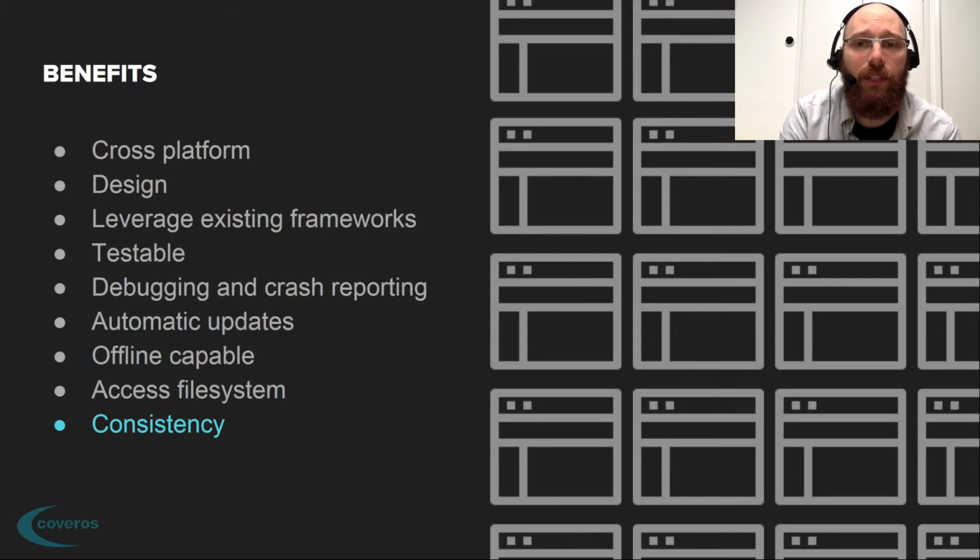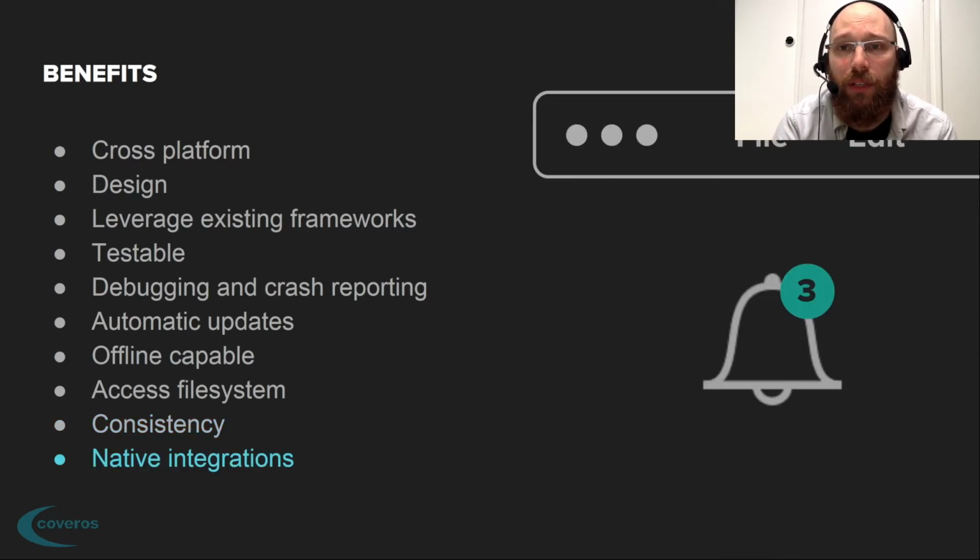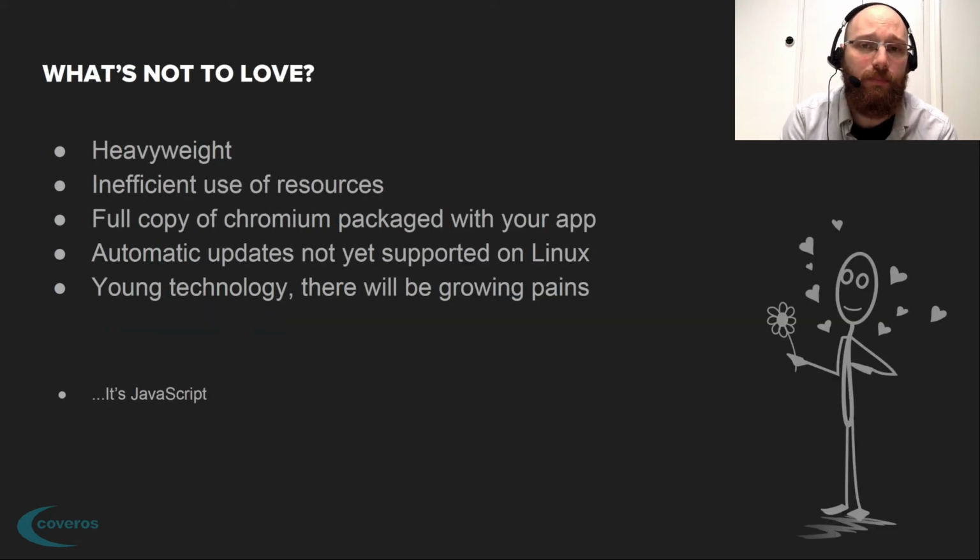And the last thing I'm going to touch on is native integrations. Applications running in a browser typically don't feel like part of the host machine's ecosystem, but Electron has modules that allow you to create native-looking file menus and system notifications, which creates a closer integration with the host OS and, I think, a better user experience.